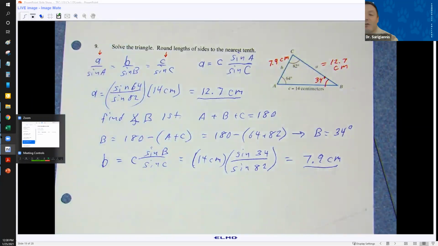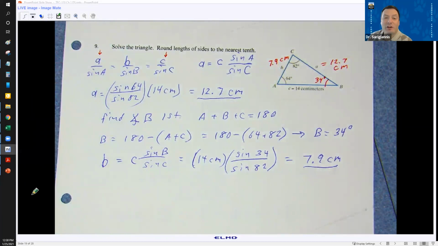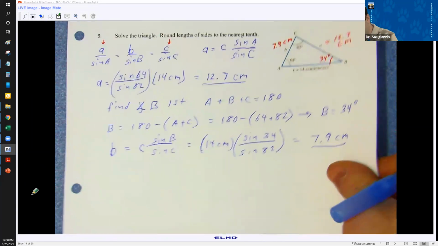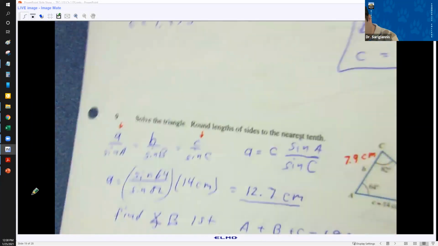So we basically solved the triangle. And we use the law of sines. So this is using the law of sines. Are there any questions about this particular problem? All right. It sounds like you guys are algebra whizzes, I think, or trigonometry whizzes. All right, let's do number 10.